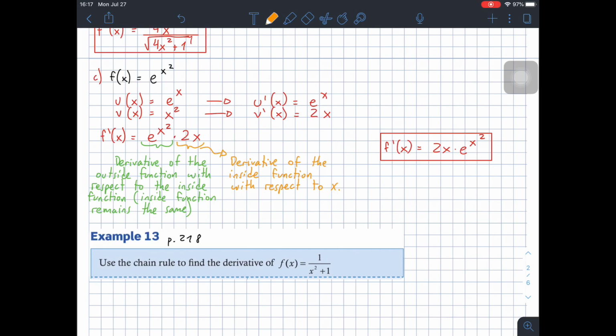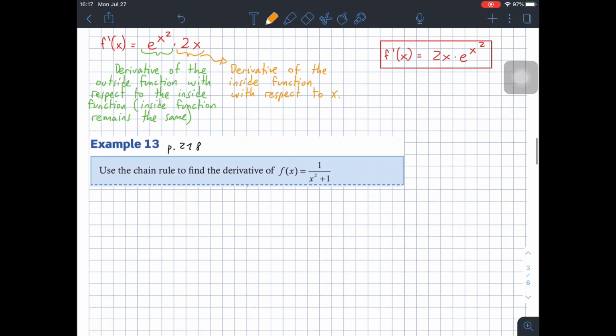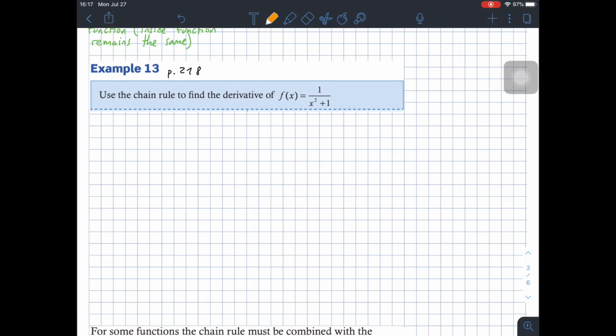There. Okay, let's see another example. It says, use the chain rule to find the derivative of the function f of x equals 1 over x squared plus 1. Okay, instead of doing the chain rule, we could also do the quotient rule, right? That's another way of solving this. But since we're asked to specifically solve this using the chain rule, that's what we're going to do. Okay, so we need to be able to identify the two functions that together compose the function f, right?